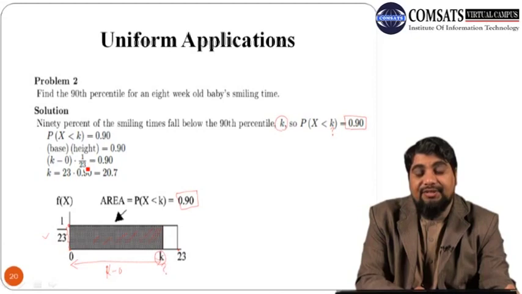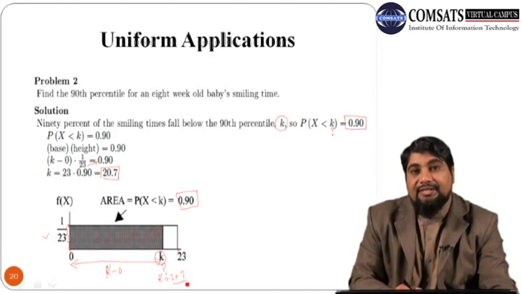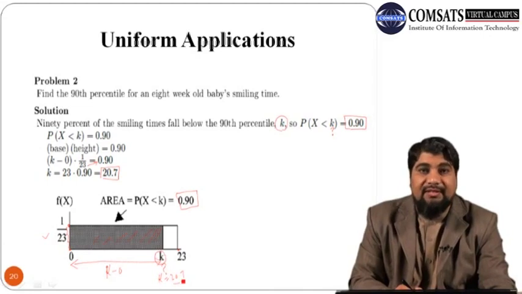So just shift this 23 to the right hand side. So 23 is being divided, so when it is shifted to the right hand side, it will be multiplied with 0.90. So k in this case is 20.7. So this number k is 20.7. So the 90th percentile is 20.7. So this is the point below which we have 90% of the area.